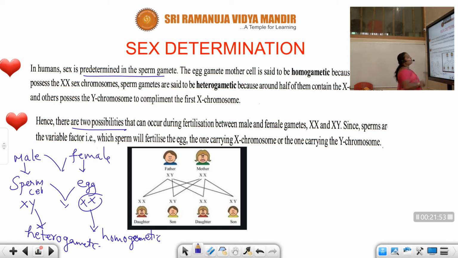Hence, there are two possibilities that can occur during fertilization between the male and the female gamete, that is XX and XY. Since sperms are the variable factor, the male only is responsible for the sex determination of the child or baby. Whether it carries the X chromosome or the Y chromosome, the sex of the baby depends completely on the male only. Understand?